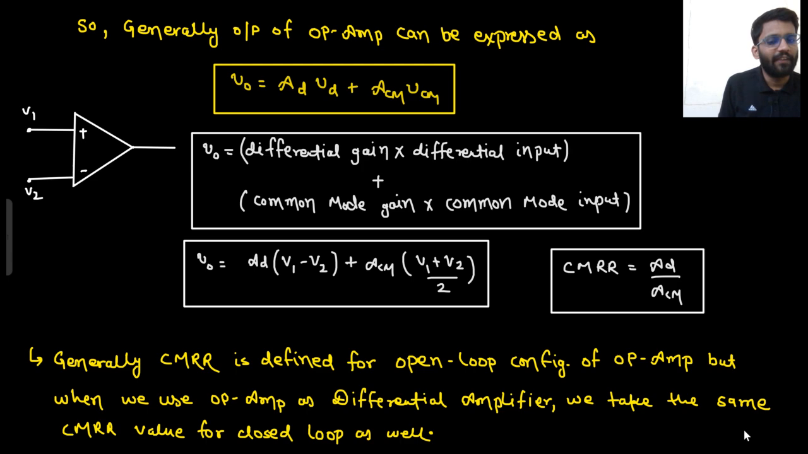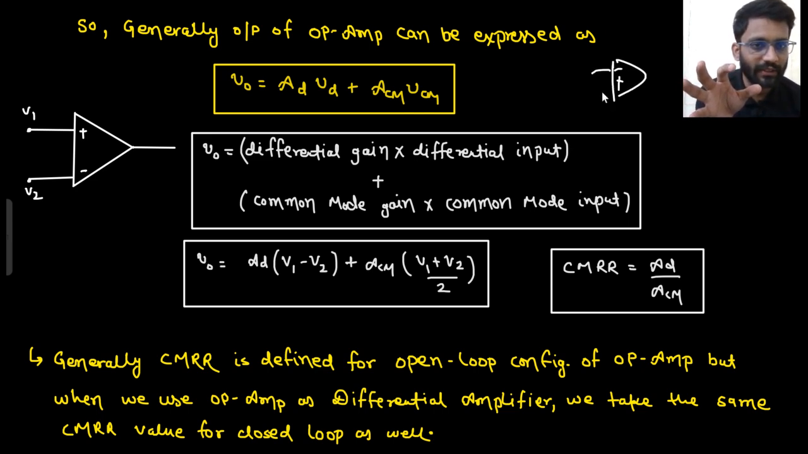Now there is a point I have written. Generally CMRR is defined for the open loop configuration of OpAmp. That is, I am saying that CMRR of OpAmp is 90 dB. So what does that mean? I am defining the CMRR for the open loop configuration.